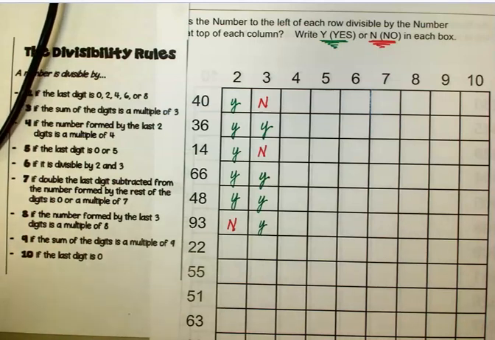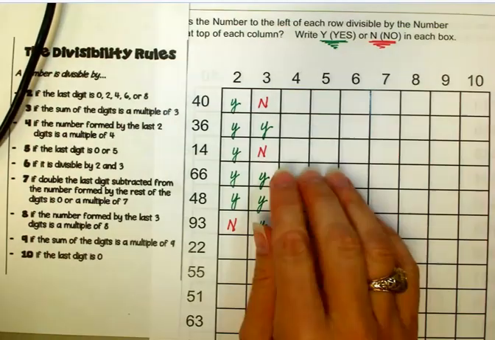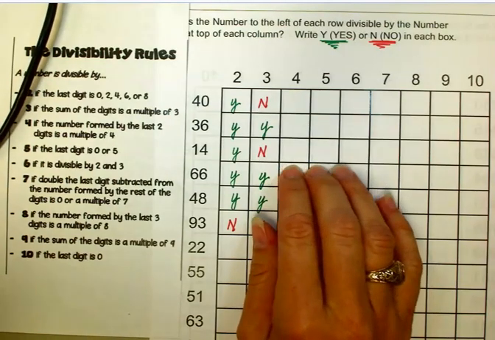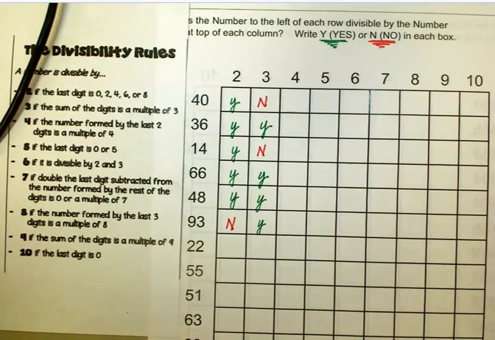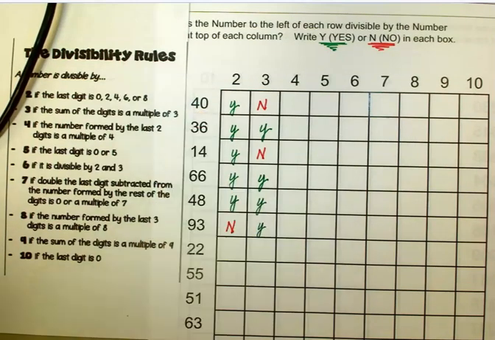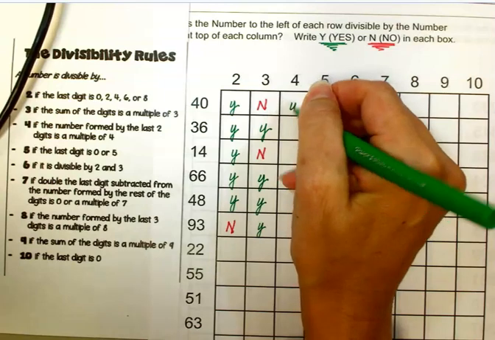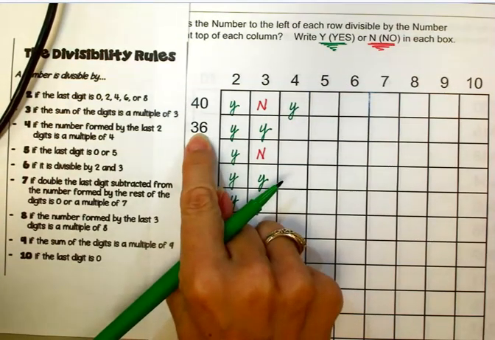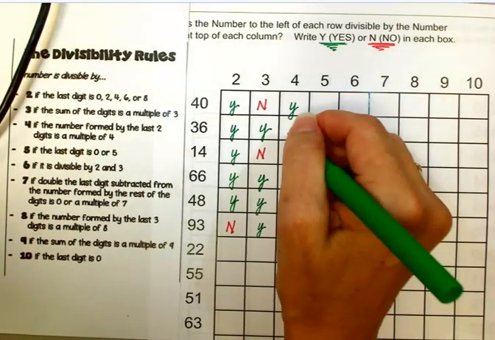All right. Now I'm probably going to just cut it down and do maybe like 3 examples for each of the rest of them. If the number formed by the last 2 digits is a multiple of 4, is this a multiple of 4? Yes. So it's divisible by 4. Okay. Is 36 a multiple of 4? Yes, because 4 times 9 is 36. So it's divisible by 4.